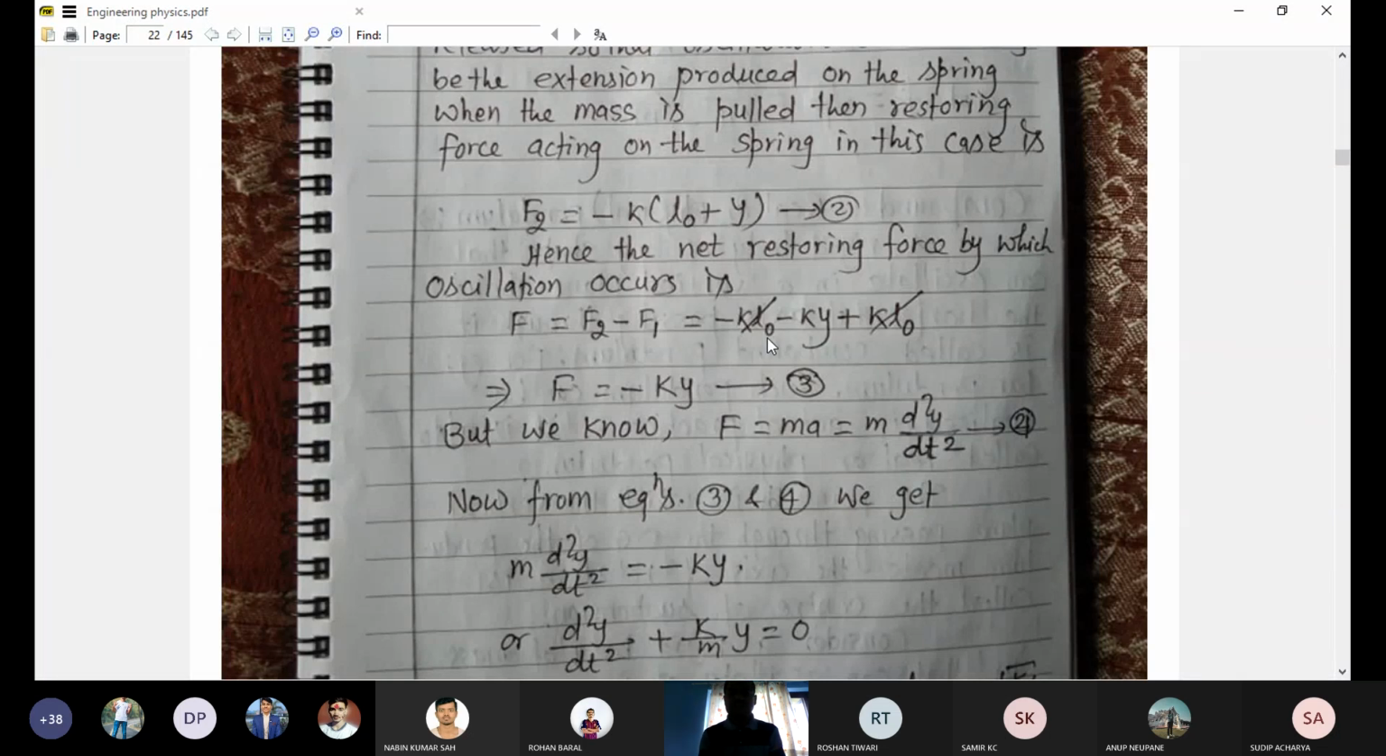F2 is minus KL0 and F1 is minus KY. Okay? This is F2. And minus times F1, that is minus times minus, plus KL0. Okay? KL0 and KL0 cancel. So what we get is F equal to minus KY. This is our equation 3.